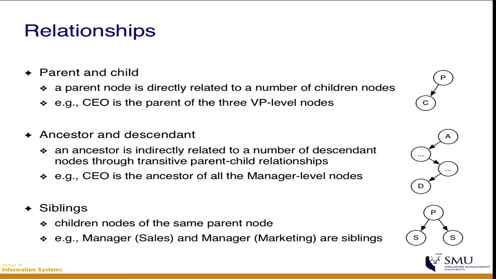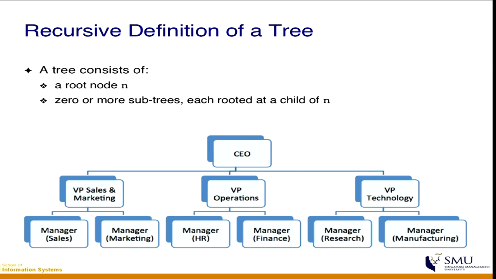So, and again, we can say that the manager, HR, and finance, they are the descendants of the CEO. And then there are siblings. Siblings are children of the same parent. So all the VPs are siblings because they all report to the CEO. Right? Now, we define a tree recursively. It's recursive in the sense that you define trees over other trees.